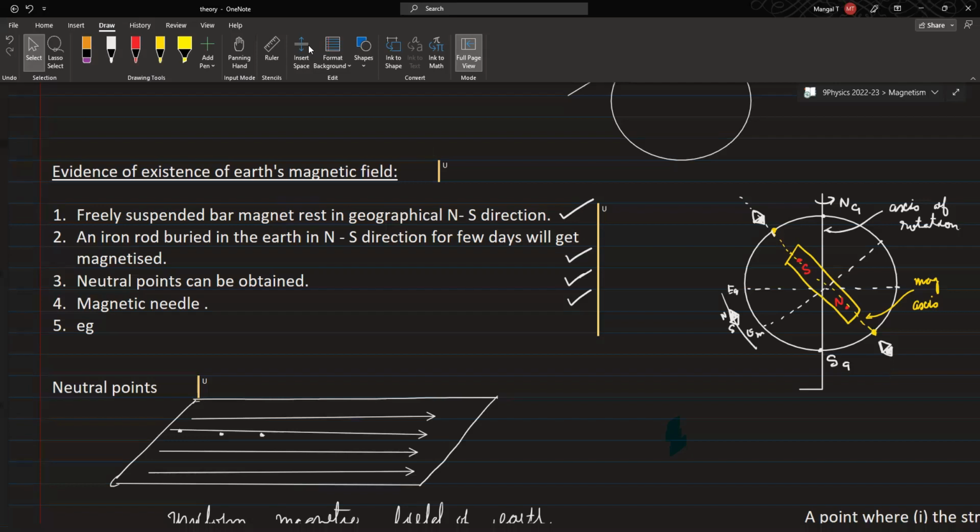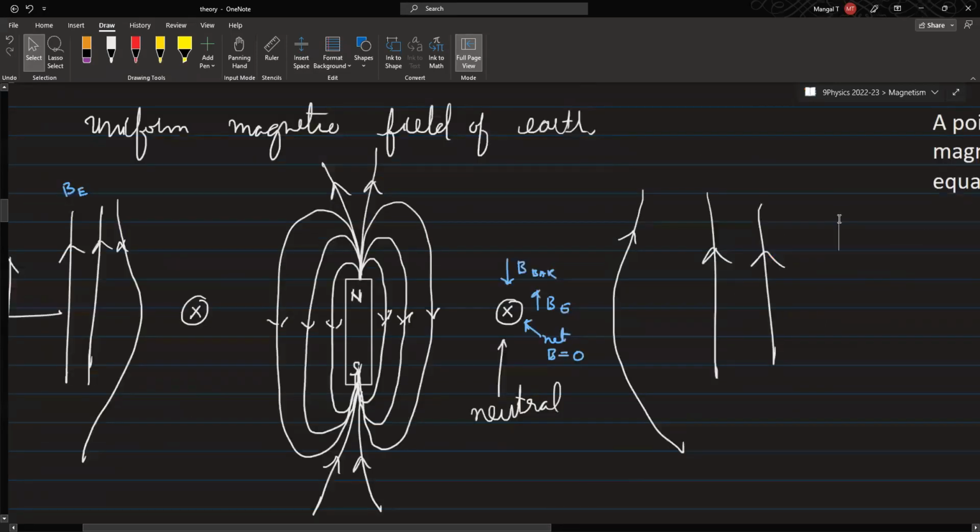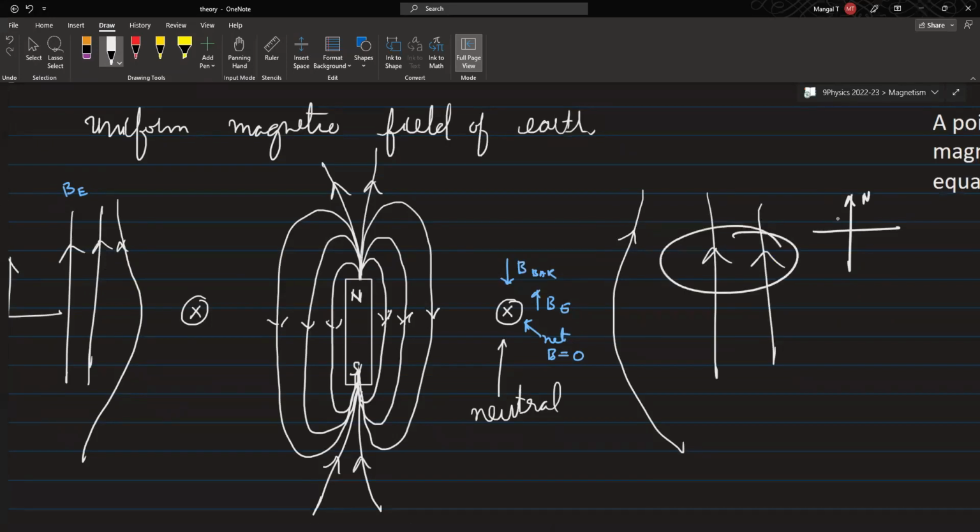Moving ahead to the neutral points. So what are neutral points? Here I have a diagram. In my diagram, this is the Earth's magnetic field, and it is pointing up. I will show that by drawing this. So this is north, and the magnetic field line of Earth is pointing towards north. This is a bar magnet, such that the north pole of the bar magnet is facing the geographical north. You can see these lines going from north to south.